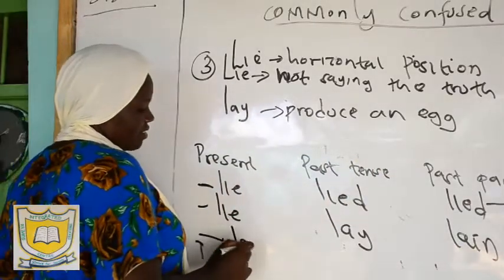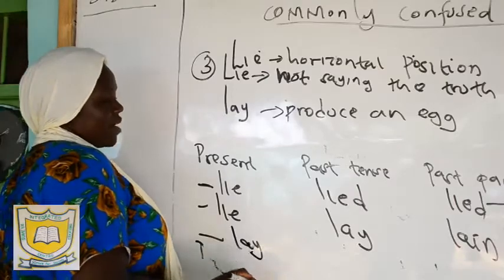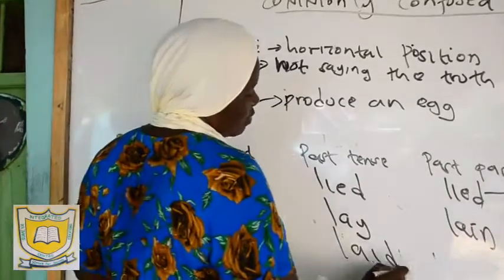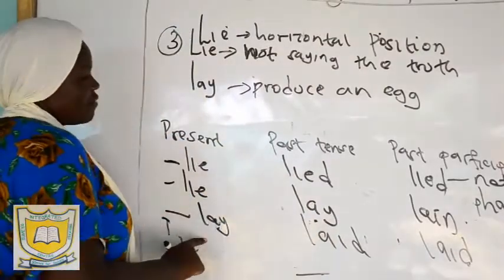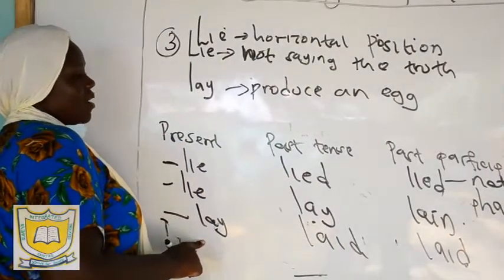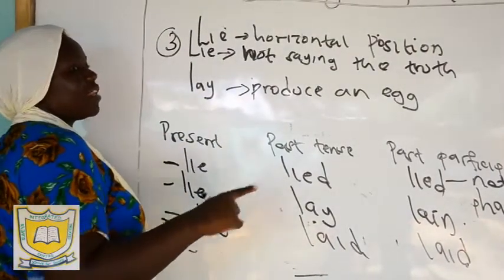So the present tense is lay. The past tense is laid, then the past participle is also what? Laid. You realize that lay for producing an egg is the past tense of the word lie, which means to be in a horizontal position.